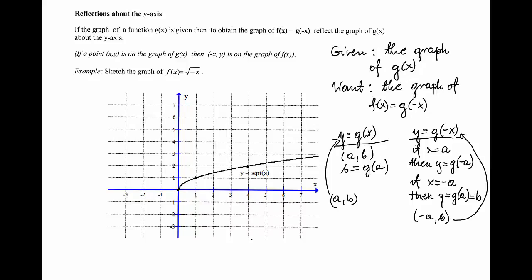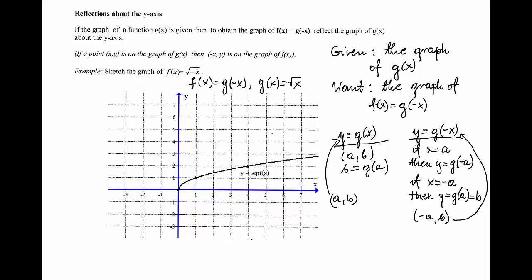Let's look at an example. We are to sketch the graph of the function square root of negative x. We can think about this function as the function g of negative x, where g of x is square root of x. The graph of function g of x, or square root of x, is given in the coordinate system, and again this is one of those basic functions. So how do we perform the reflection?